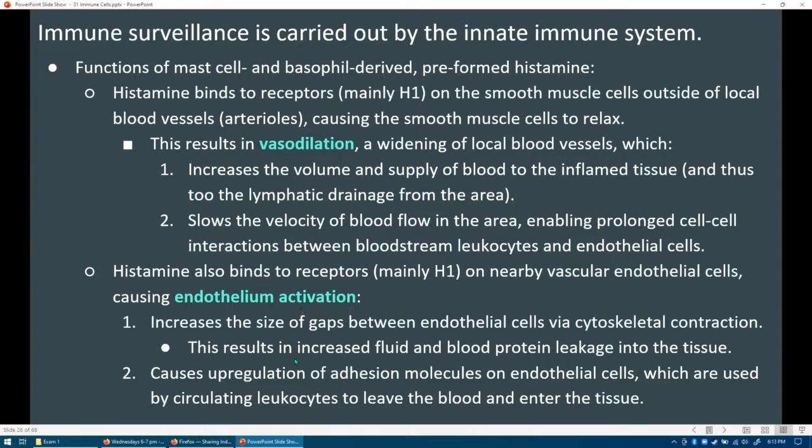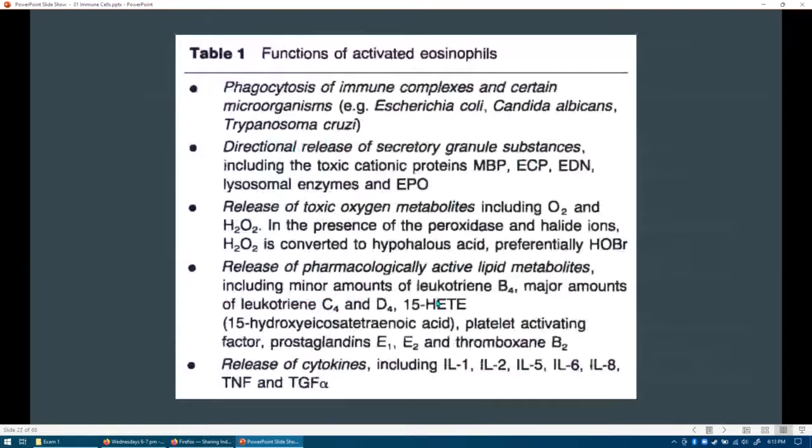Second, endothelium activation does not only include increased vascular permeability, it also involves the upregulation of adhesion molecules on the endothelial cells. And those adhesion molecules are used by the circulating white blood cells to leave the blood and enter the tissue. Okay? So hopefully this clarifies a little bit about what's going on during acute inflammation. It's written out a little bit nicer here.